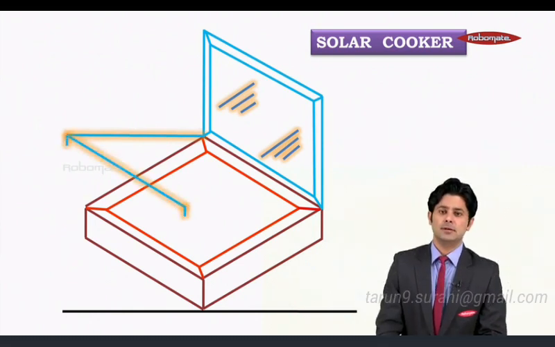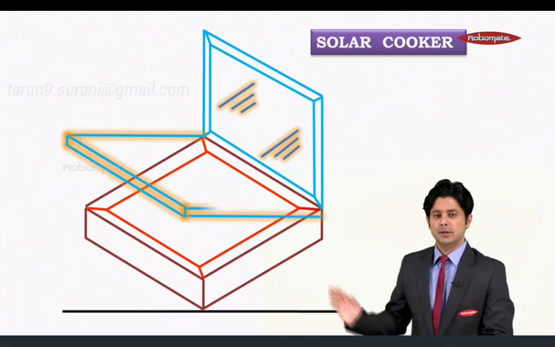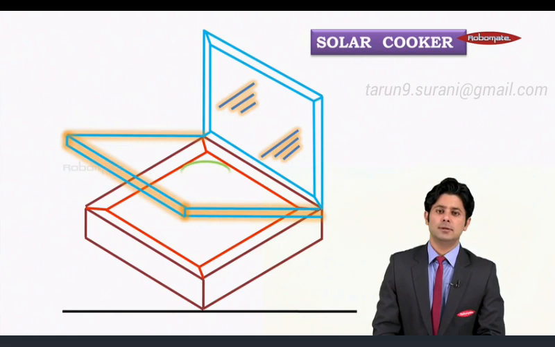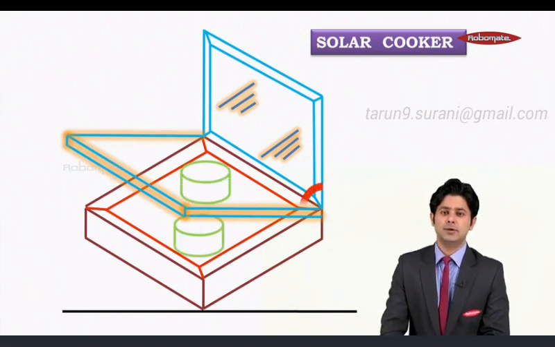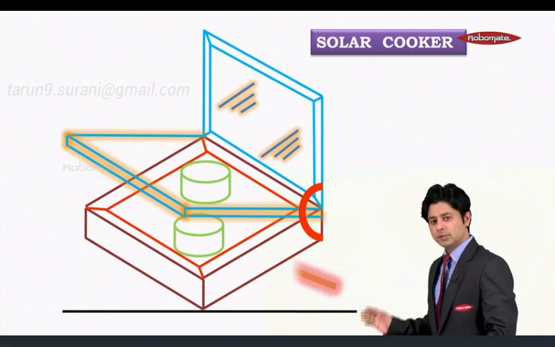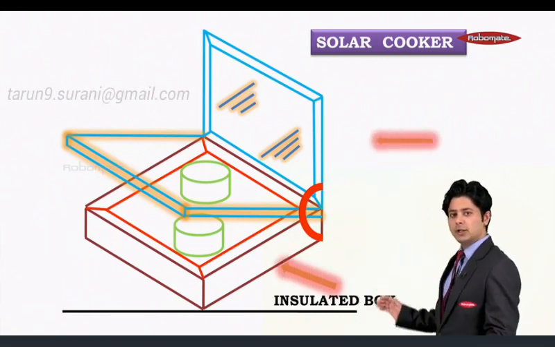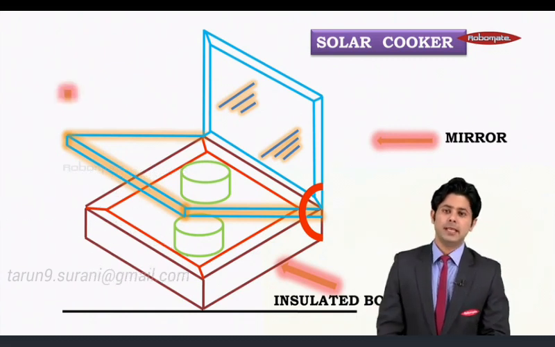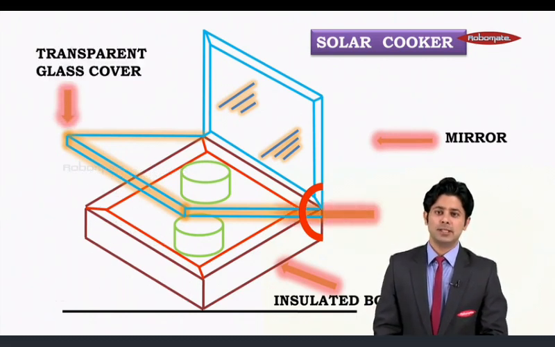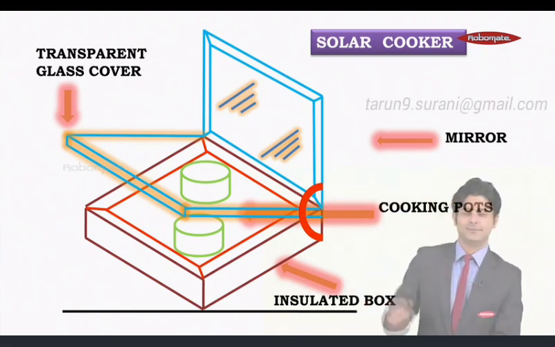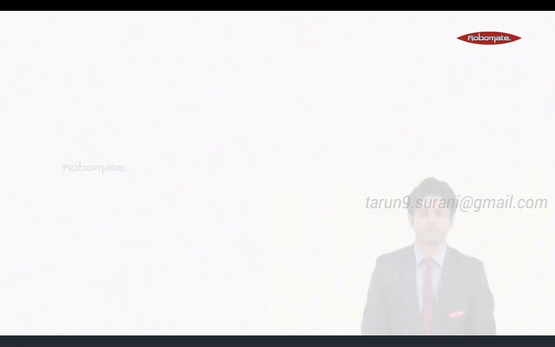Next is the refracting surface or a transparent surface, and at the end we have the cooking pot. Let's check whether we were right or not. Here the first one, as we can see, is the insulated box. The second one is the mirror. Next is the transparent glass cover, and at the end we have the cooking pot. Okay, moving to the next one.